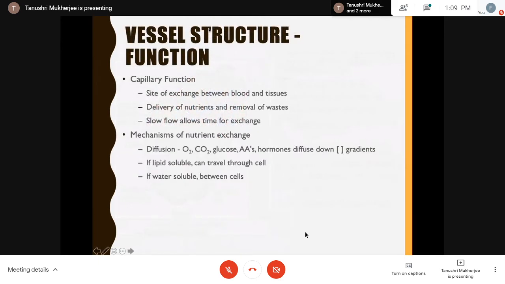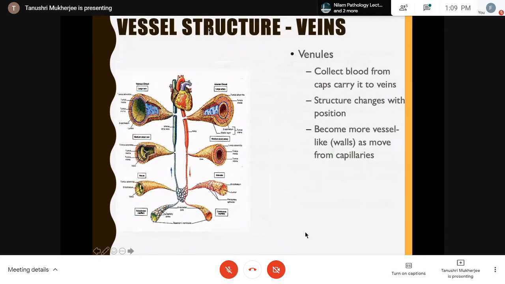So, the capillary function is the site of exchange between blood and tissues, delivery of nutrients and removal of waste. Slow flow allows time for exchange, then the nutrient exchange. Then the venules, which collect blood from capillaries and carry it to veins, have more vessel-like walls as they move away from capillaries.